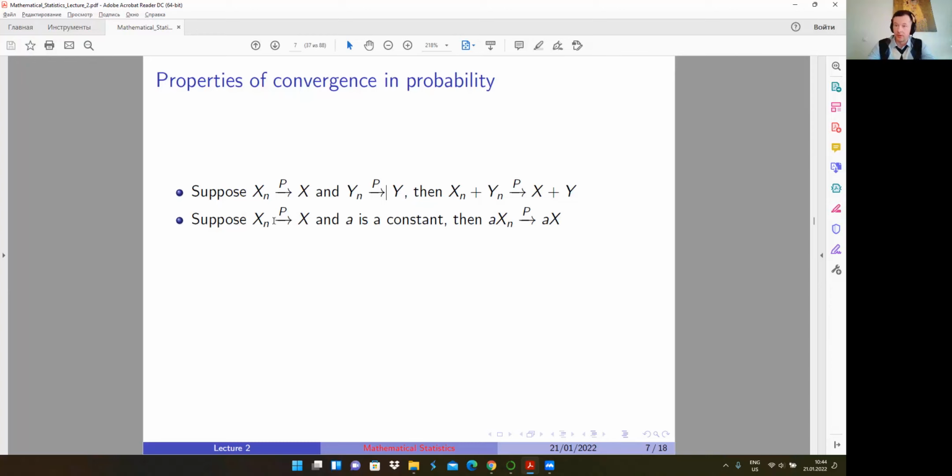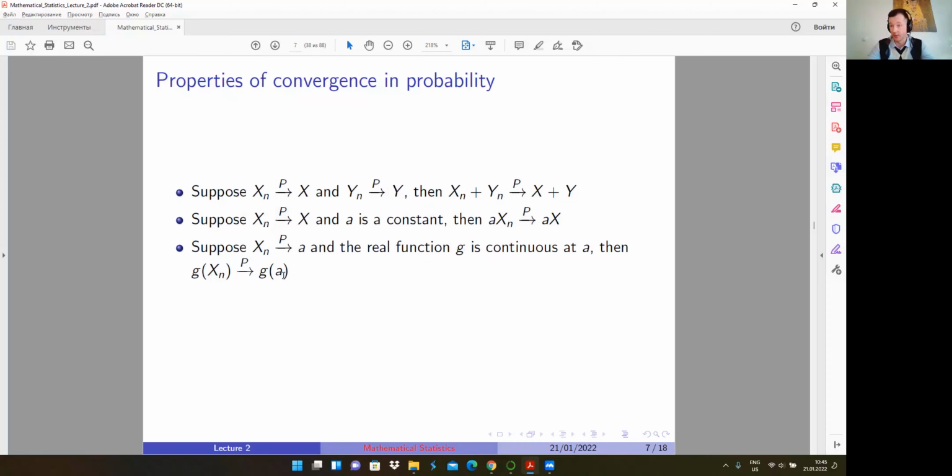If you have a sequence of random variables that converges to a random variable x in probability, and we have some constant, then when we multiply this sequence by this constant, the probability limit is also multiplied by this constant. This is something natural. In many different fields we have similar properties. If the sequence converges to some constant a, and we have some function g which is continuous at a, then the function of the sequence converges to the function of this constant.